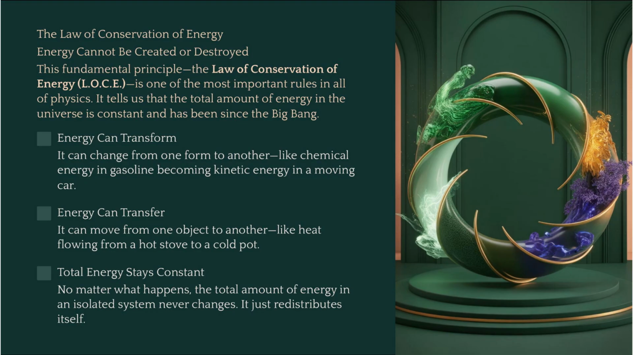Here is the big idea, the law of conservation of energy. It states that energy can never be created out of nothing, nor can it be truly destroyed. If you start with 100 joules of energy, you will always end up with 100 joules of energy. All that happens is that the energy transforms from one form to another, like electrical energy turning into light energy in a bulb, or it transfers from one object to another. The total amount is a constant throughout any process.